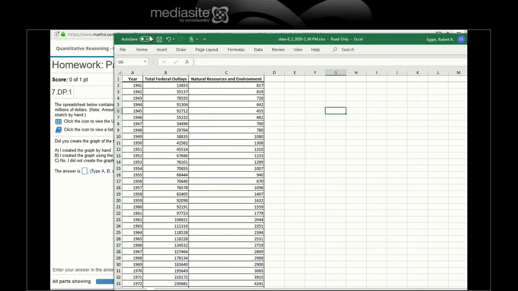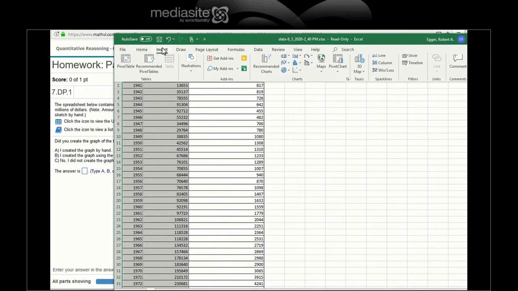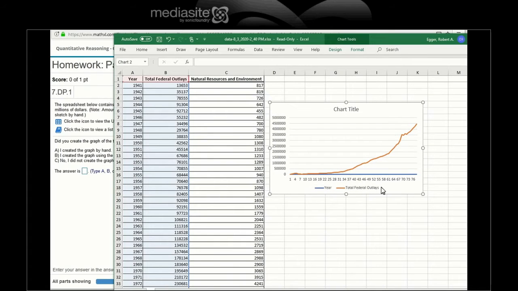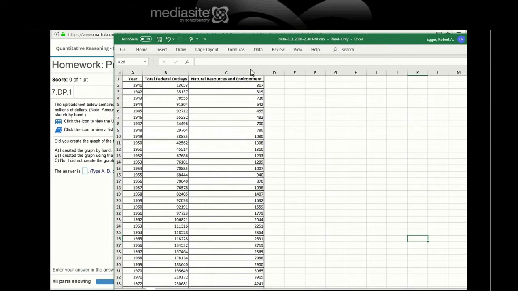Maybe it was because we skipped that column. Let's do side by side. Nope, no difference. Here they plot the year, and here they plotted the budget outlay. All right, so that doesn't work. So it looks like we have to do it the old-fashioned way.